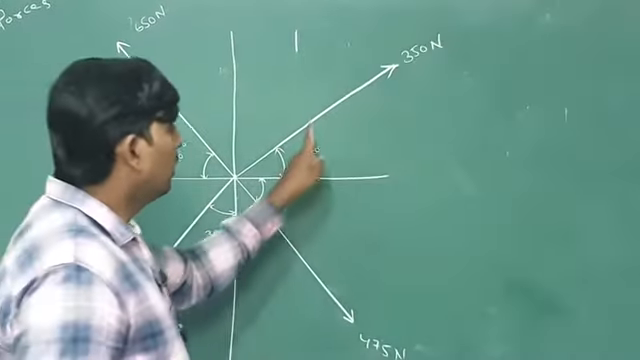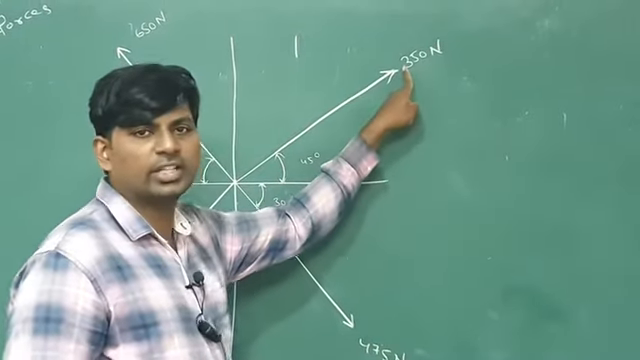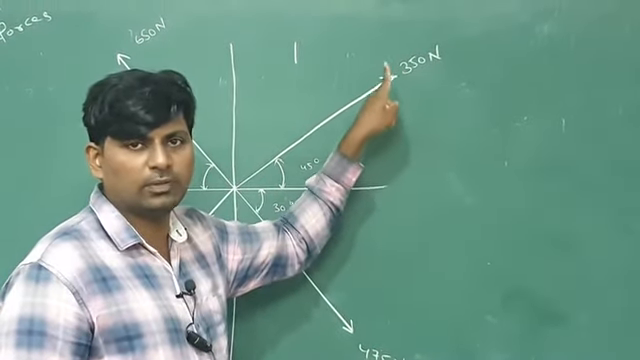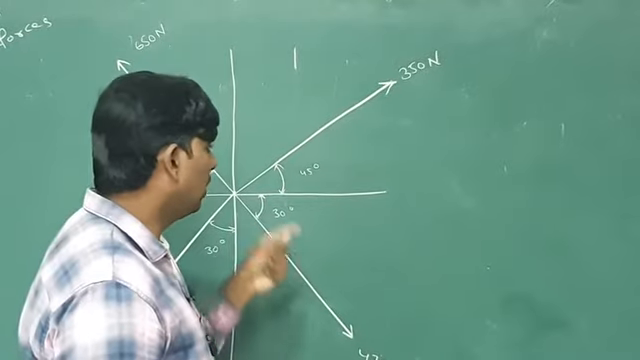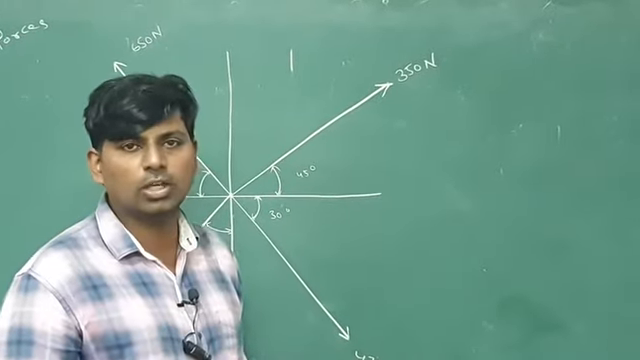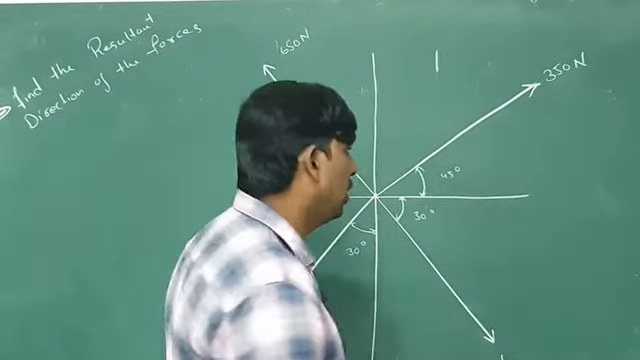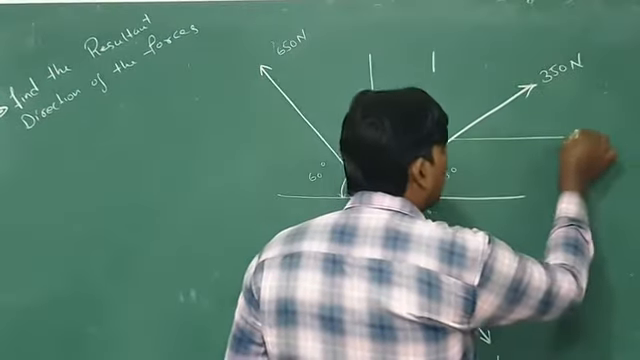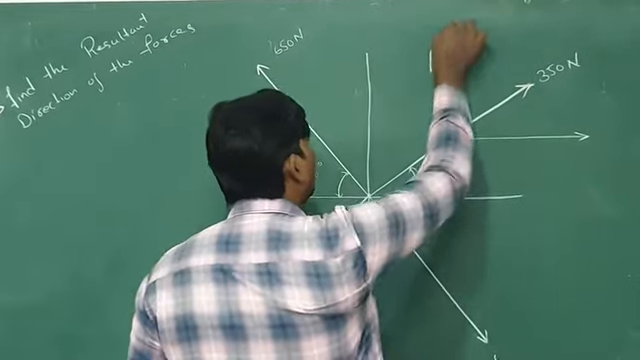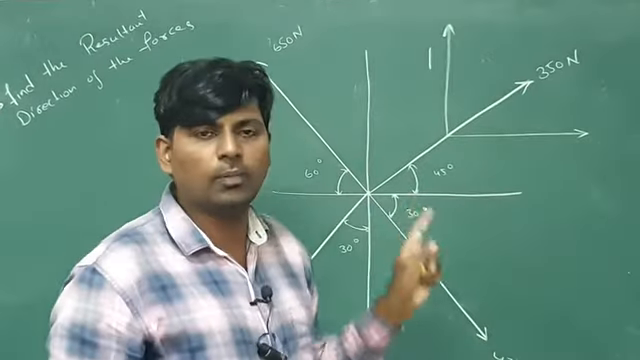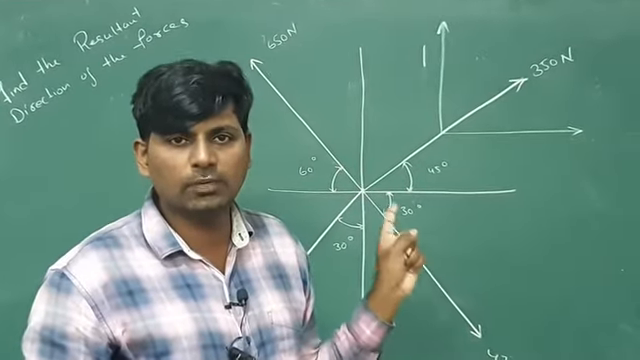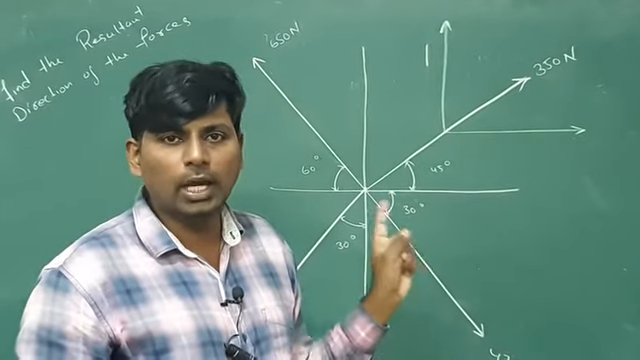See, how much is the first force? 350 Newton. First you have to see in which quadrant it is lying. It is lying in the first quadrant. First quadrant means forward and upward. Whenever it is lying in the first quadrant, it is forward and upward.